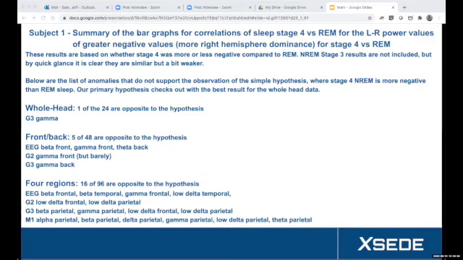Now, there were some exceptions to this, and this slide briefly reviews some of those. In the case of the whole head data, 1 out of 24 was opposite to the hypothesis. For the front and back regions, 5 out of 48 were opposite to the hypothesis, and in the 4 regions, only 16 out of 96 were opposite to the hypothesis.